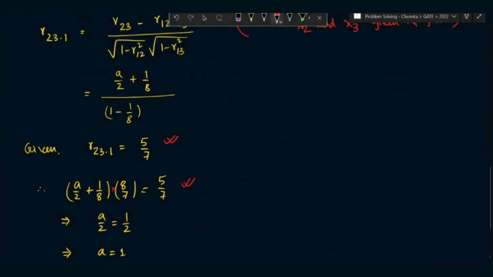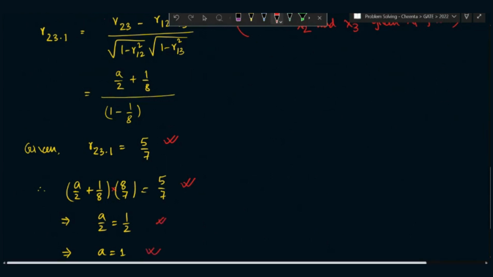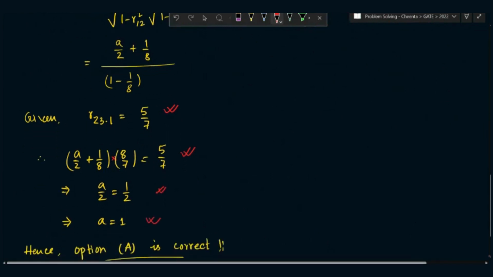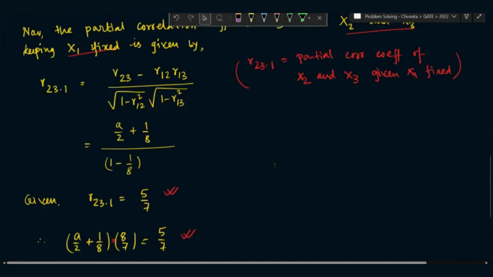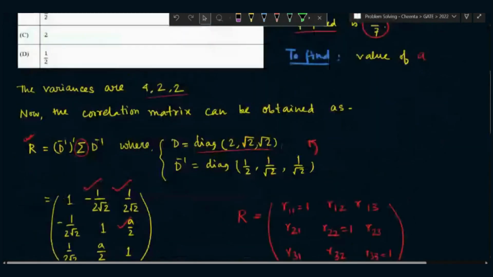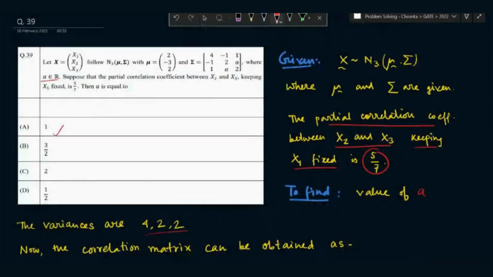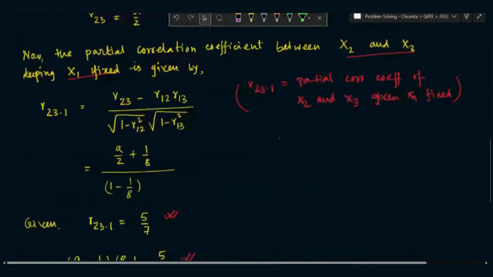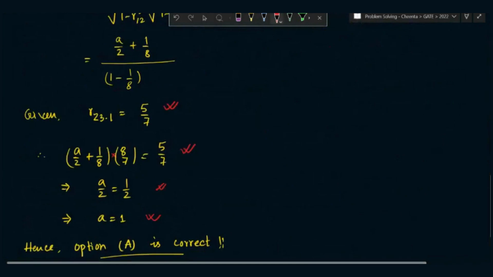From this we get A/2 equal to 1/2. You can check, and we get A equal to 1. So we needed to find the value of A, and it comes out to be 1. Hence option A is correct. We get from our problem that option A is correct.